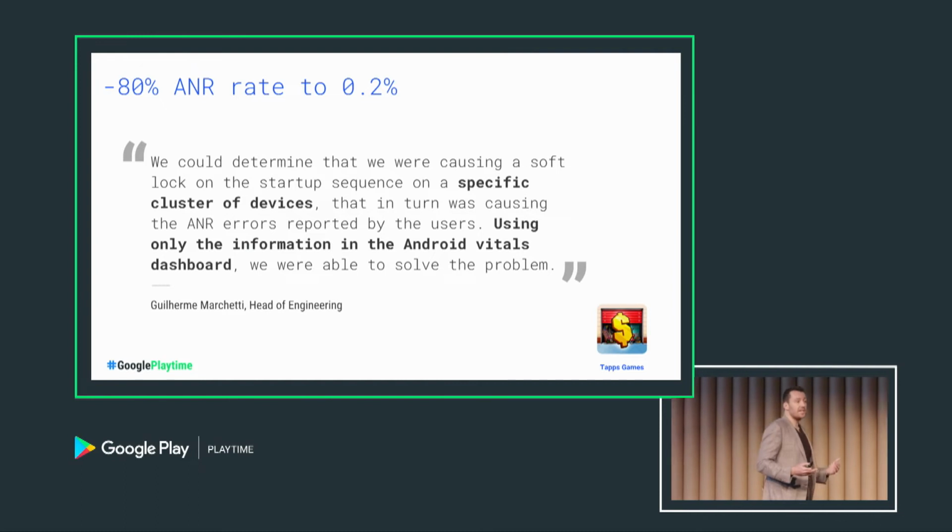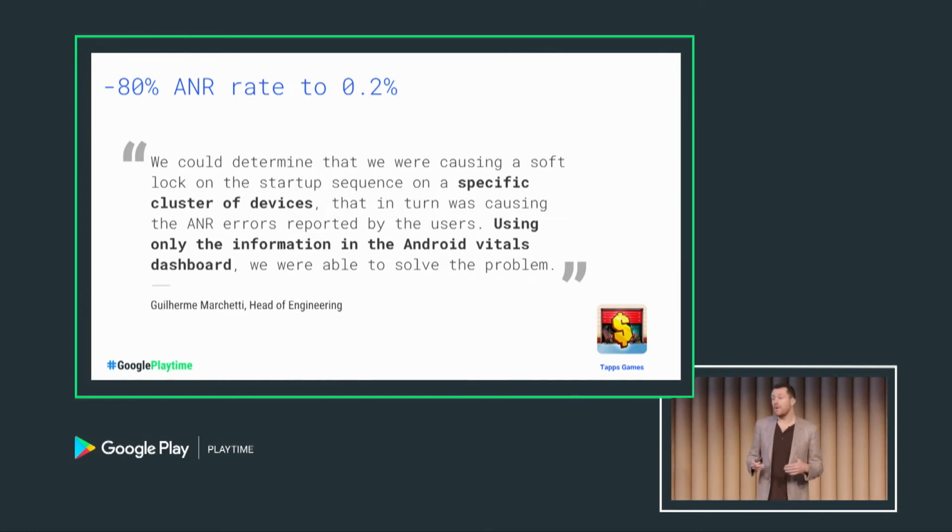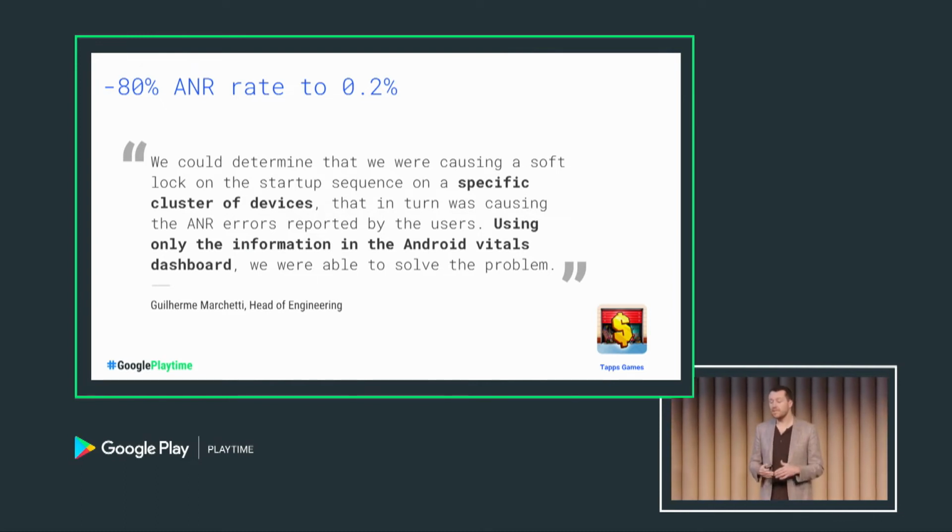The Tap Games team was able to reduce their ANR rate by over 80% because they were able to pinpoint a specific set of devices that were having an ANR issue. And ANRs are unique to the Play console. This is where your application is not responding, and the Android platform is able to detect that. This is not reported in many other performance reporting tools, and I really encourage you to check out the ANR section of the Play console so you can deliver a more responsive application to your users.